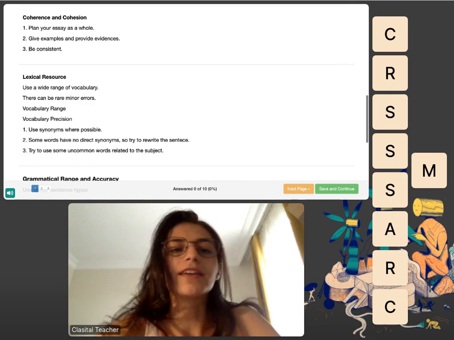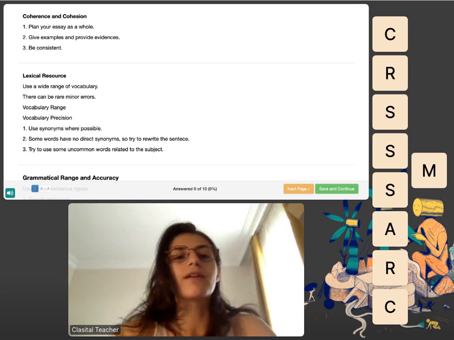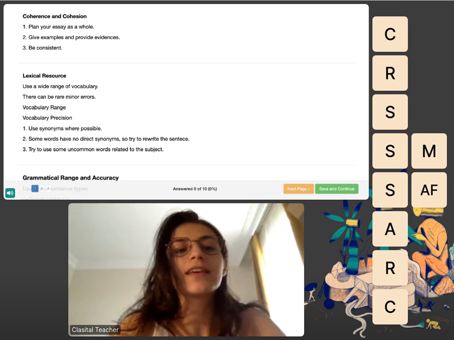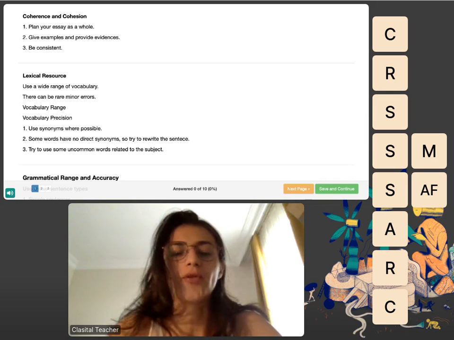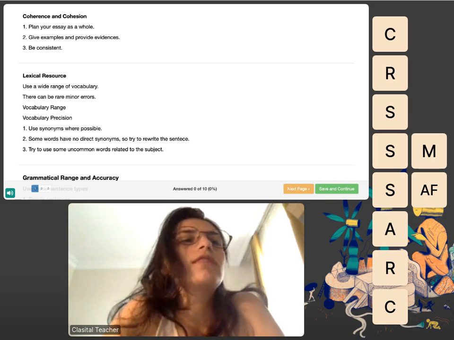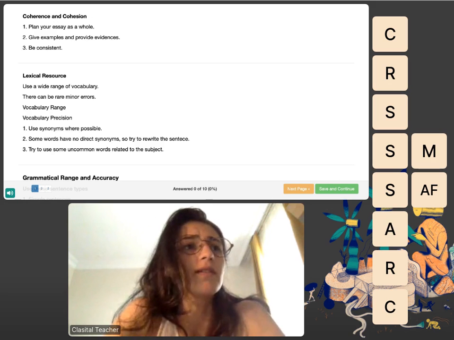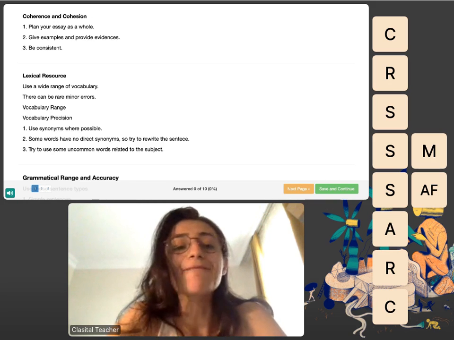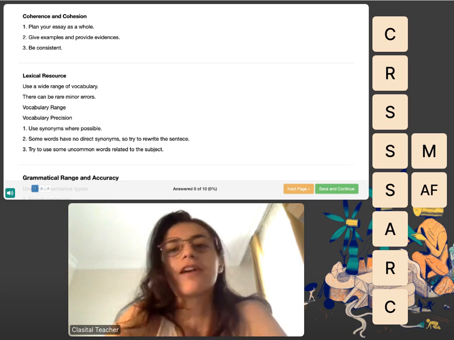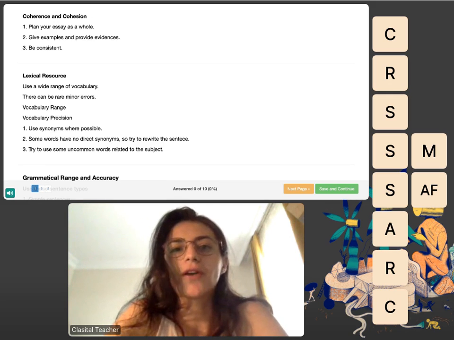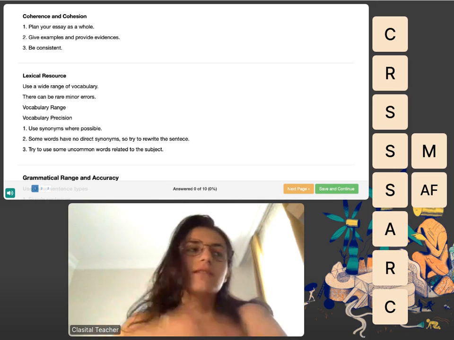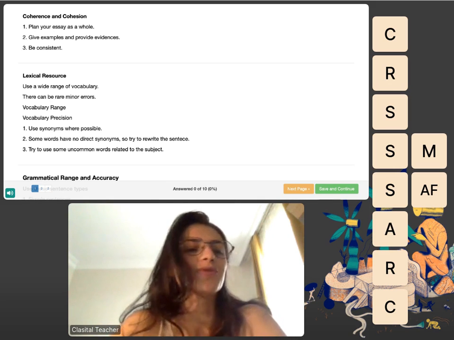Let's move on to coherence and cohesion. For this part, you need to plan your essay as a whole. You need to show the examiner that you have an essay plan. Then you need to give good examples and provide some evidence for your arguments. And you need to be consistent throughout the essay. So for example, let's say the question asks, is global warming good or bad, you shouldn't write one paragraph about the good sides of it and the second paragraph about the bad sides of it, because that shows no consistency, right? So you need to be consistent. If you say something is good, then you need to always write that it's good with examples.